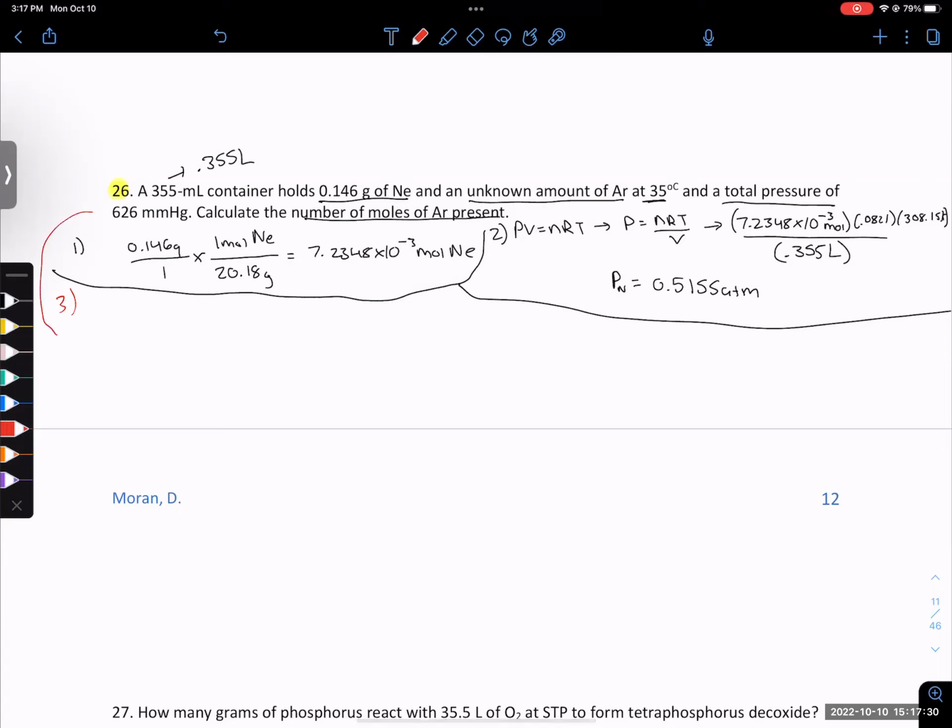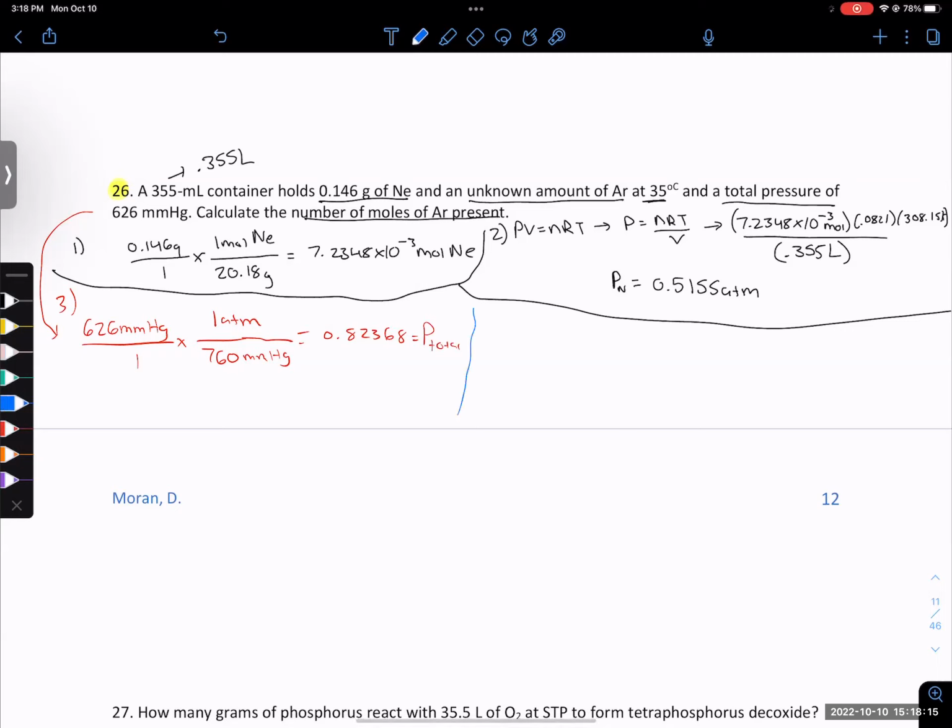So what we're going to do here for step 3 is take 626 millimeters of mercury. And we know for every 760 millimeters of mercury, we have 1 atmosphere. And why are we doing this step? We're doing it to get our units to be the same, because here it gives us millimeters of mercury, and we solved for it in atmospheres. So we have to have our units the same. That will give us 0.82368, which is equal to the total pressure, P total.